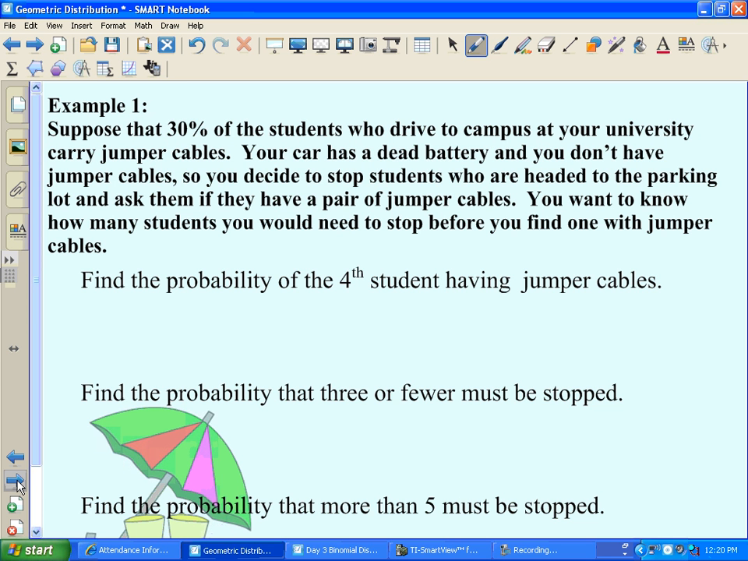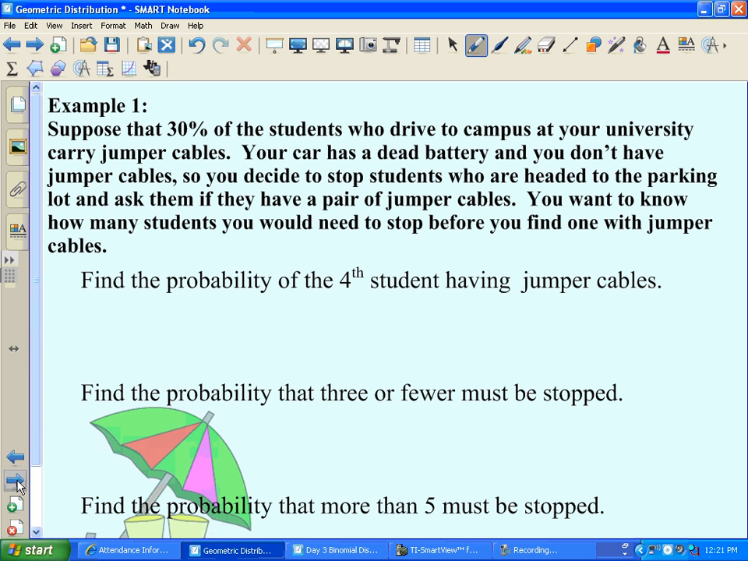Find the probability of the fourth student having jumper cables. I will tell you that, yes, it is as easy as it seems. Not that easy, because three things need to happen until you get to the fourth person. Remember, geometric means you go until it happens. It needs to happen at what person? The fourth person.